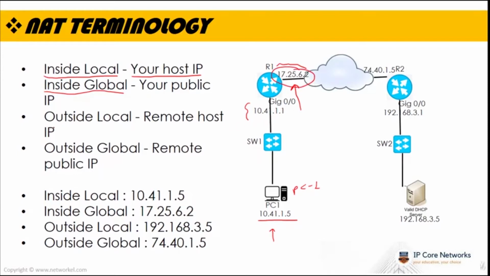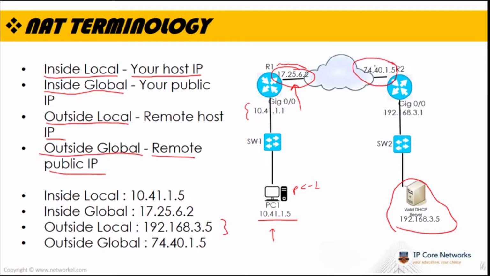And we have the outside local IP address term, which means the remote host IP. In here, the remote host is this, and our outside local IP is this IP address. And the outside global address is the remote public IP address, which is this IP address for this example.